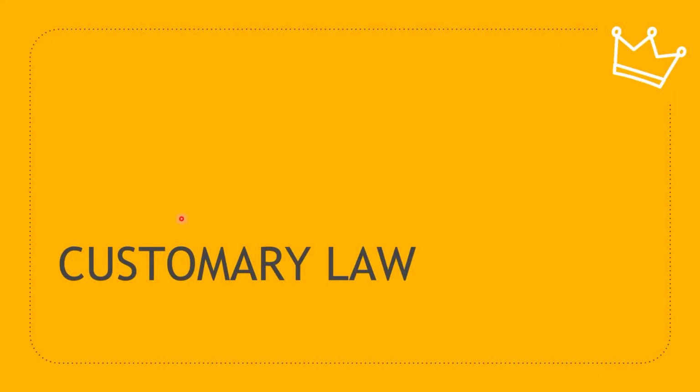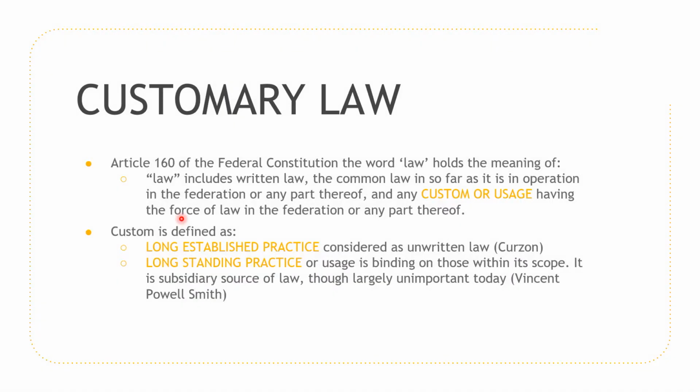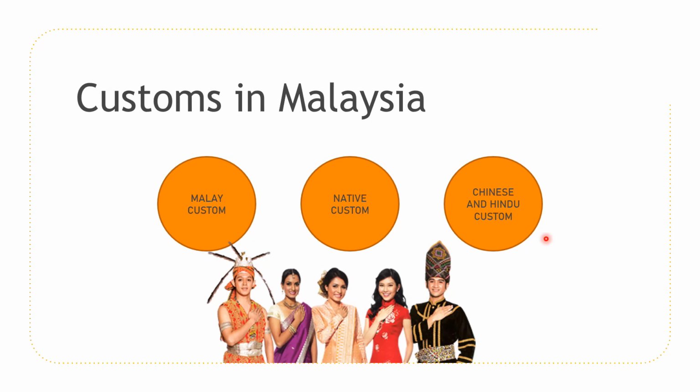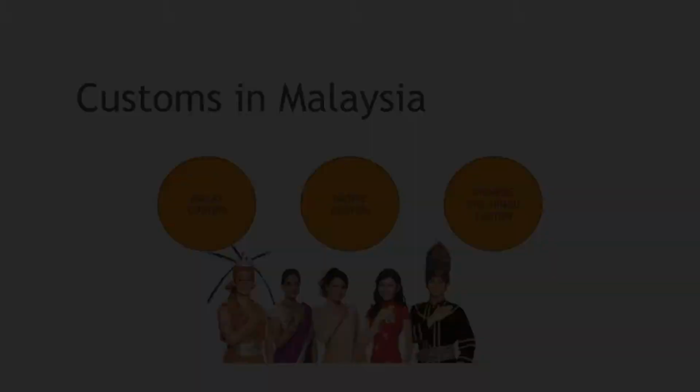Customary law. Most law originates from ancient custom. Likewise, in Malaysia, the melting pot, we have developed our laws from various customs. According to Curzon and Smith, the word custom refers to a long-standing practice. Hence, there is no customary law of general application. The customary laws that still survive to this day are the following: the Malay customary law, the natives and orang asli customary law, and the Hindu and Chinese customary law.